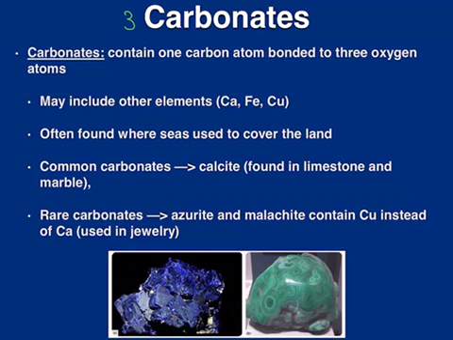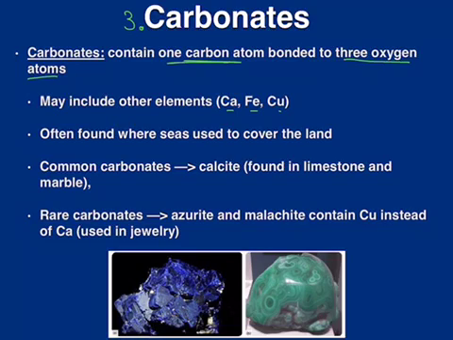Our third group of minerals are the carbonates. Carbonates, as the name suggests, have 1 carbon atom, and they're bonded to 3 oxygen atoms. Again, these can include other elements like calcium, iron, and copper. And they're usually found where seas or salt water used to cover the land. One of the most common carbonates is called calcite. And calcite is an important mineral in limestone and marble.